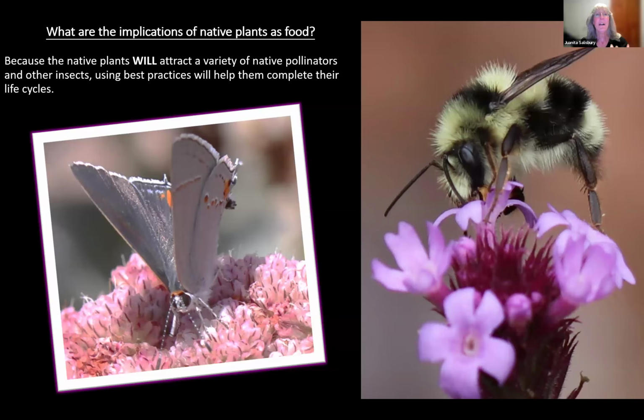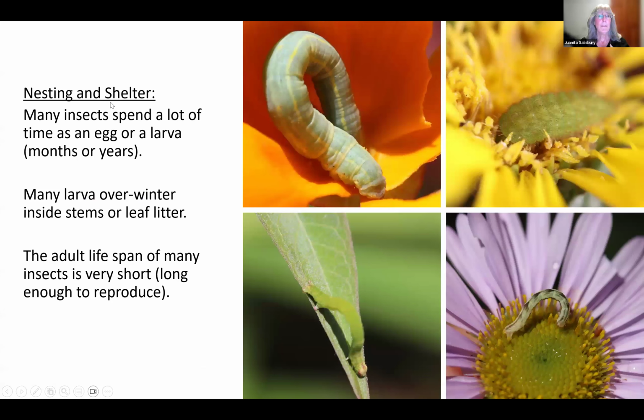Because your native plants will attract a variety of native pollinators and other insects, using the best practices will help them to complete their life cycles. They can emerge from their pupa, go out and mate, lay some eggs, and the whole thing starts all over again. So those best practices will help them complete their life cycles. As I said, many larvae overwinter inside stems or leaf litter, and they spend a lot of time, sometimes years, as larvae or eggs.